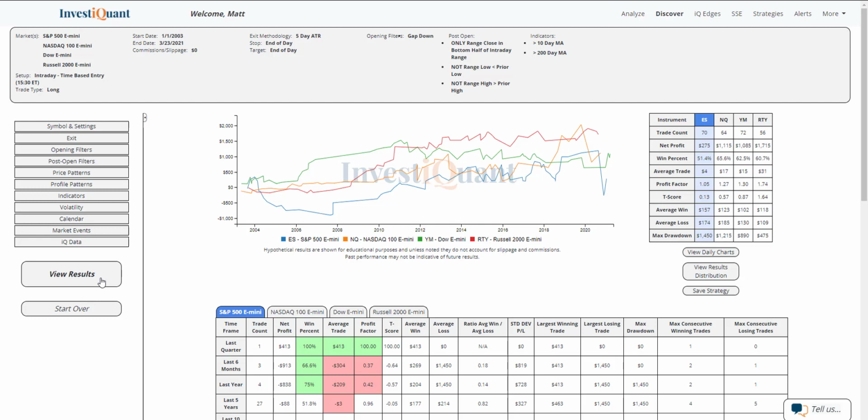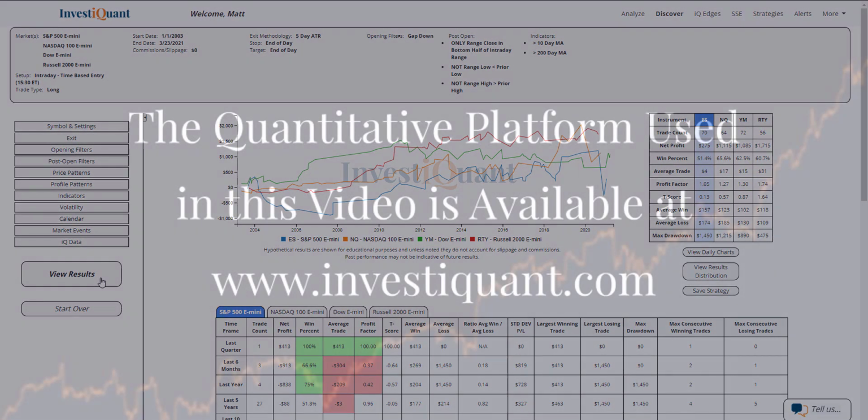If we look at the average win and average loss, they're fairly similar in size for the S&P. It looks like the Nasdaq has slightly larger average losses. Same for the Dow, just slightly larger average loss, and pretty similar in size for the average win and average loss in the Russell.